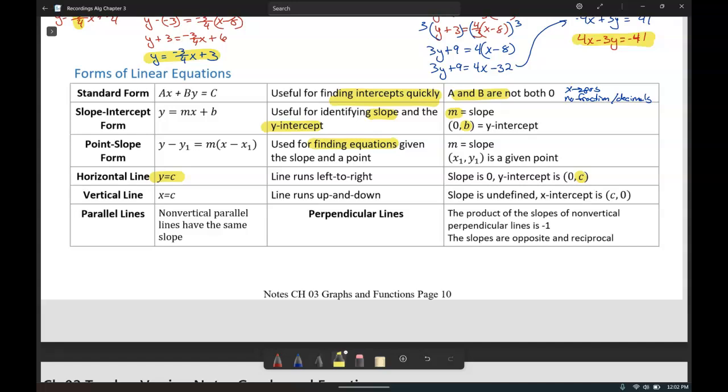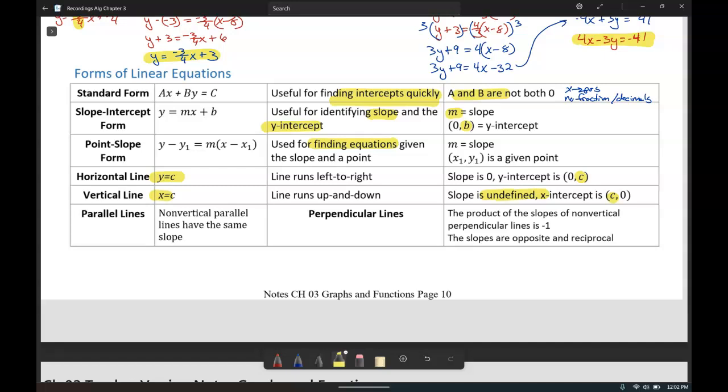Vertical lines, conversely, are going to be x equals c, where the slope is undefined, and c is the x value of all the points that the line runs through. Similarly to horizontal lines, vertical lines will have an x-intercept, but they will not have a y-intercept.